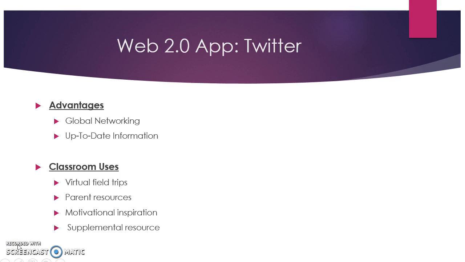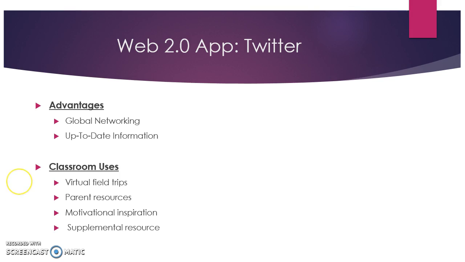Twitter does allow you to connect globally. It does have up-to-date information on it. I've recently used Twitter for a virtual field trip, which we went through a dog training police force academy out in California that obviously we would not have been able to do sitting in Southeast Missouri. You can pull parent resources. You can log on daily and get motivational inspiration, and you can use it as a supplemental source too.